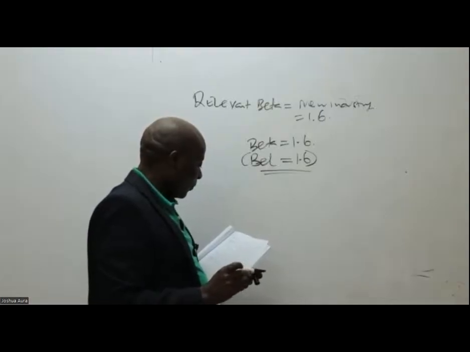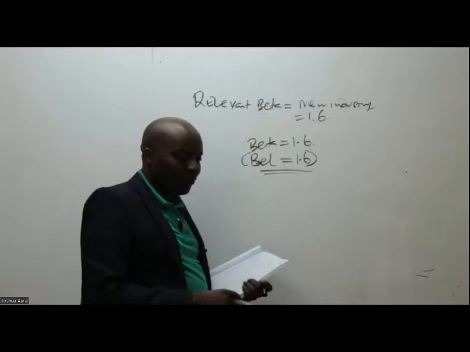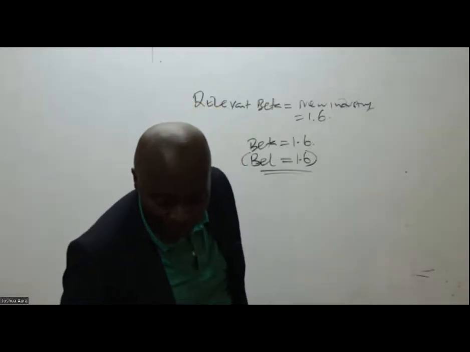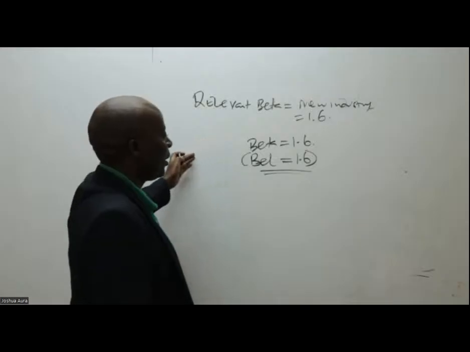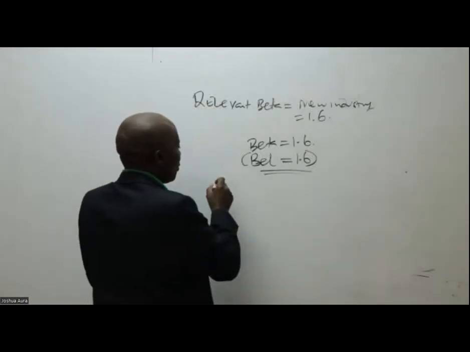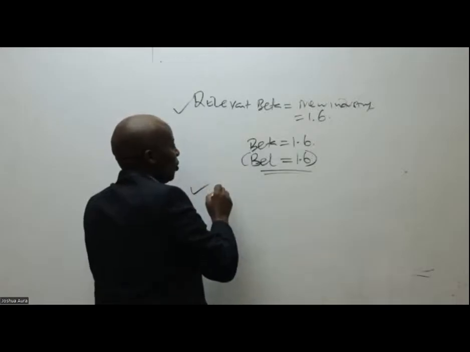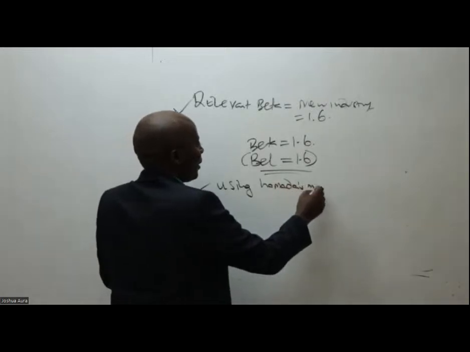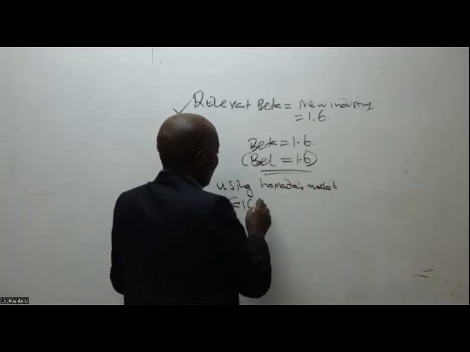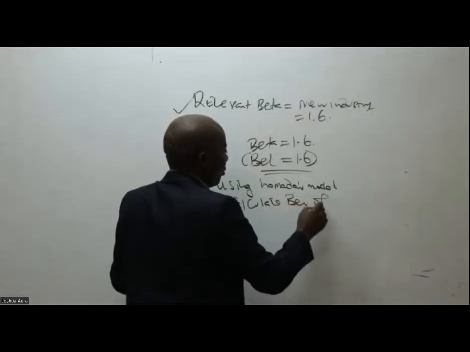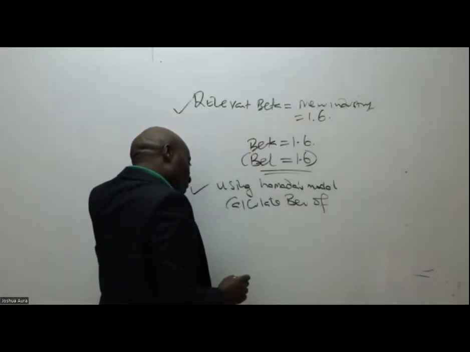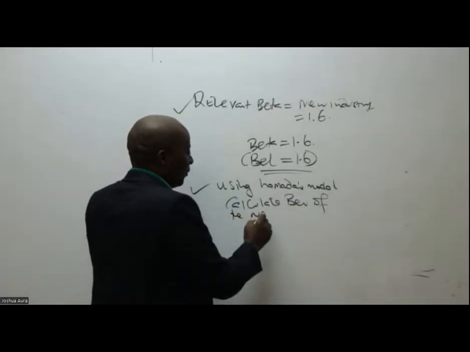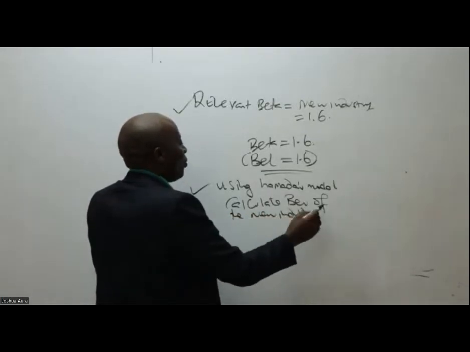So return on the market is 25%, risk-free is 10%. Assume corporation tax of 30%. The very first thing that we need to do here is to get a BEU out of this relevant beta. So using Hamada's model, calculate BEU of the new industry.